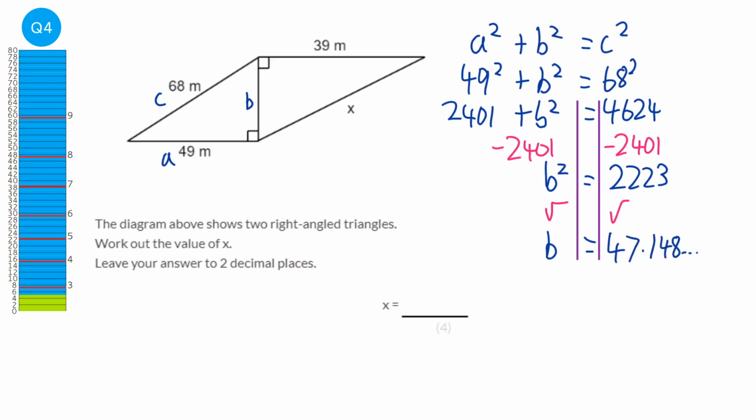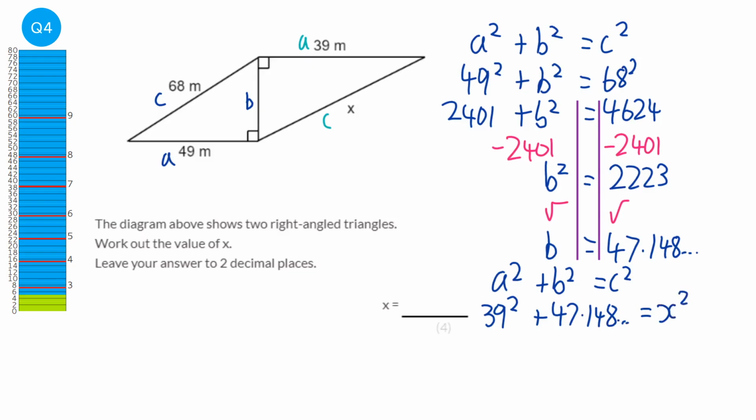Okay, we're now looking at the second diagram, and this time we're going to have A, we've got our B, and we're going to call X the C. So it would be A squared plus B squared equals C squared, but this time A is 39. B we are given as 47.148, we've just worked that out, and we're looking for C. In fact, we can call it X now.